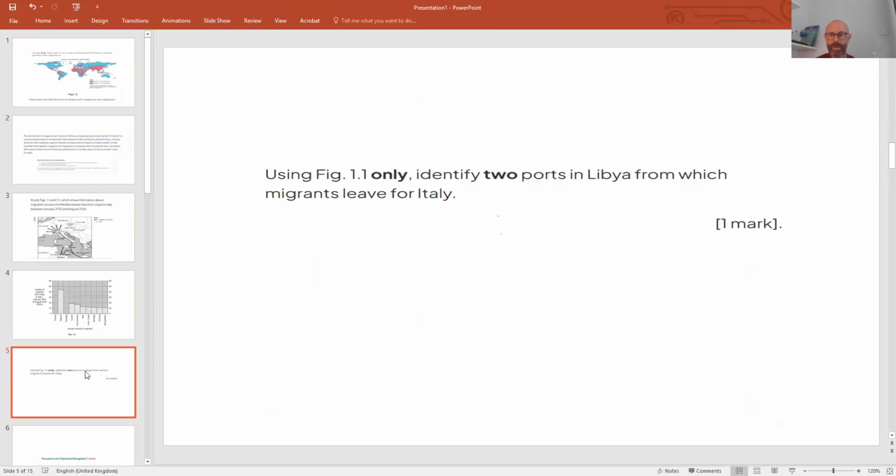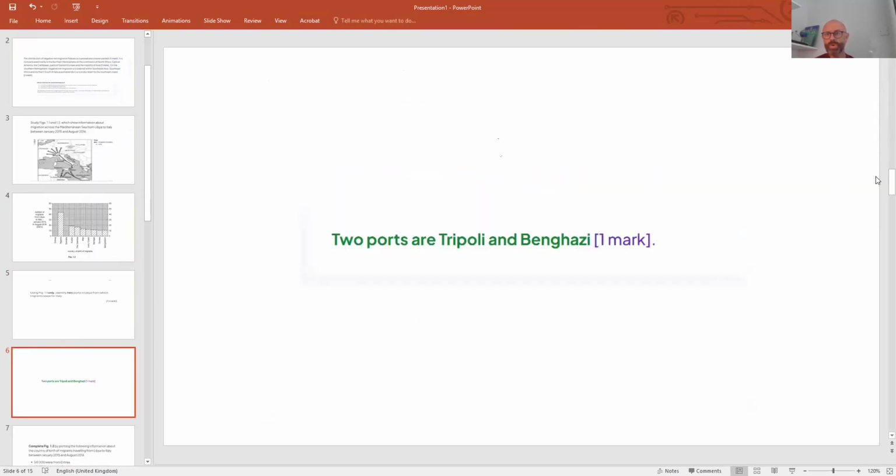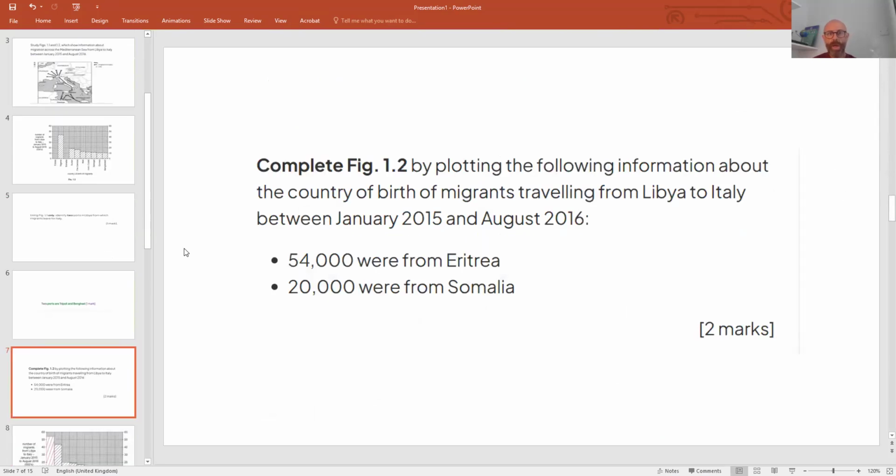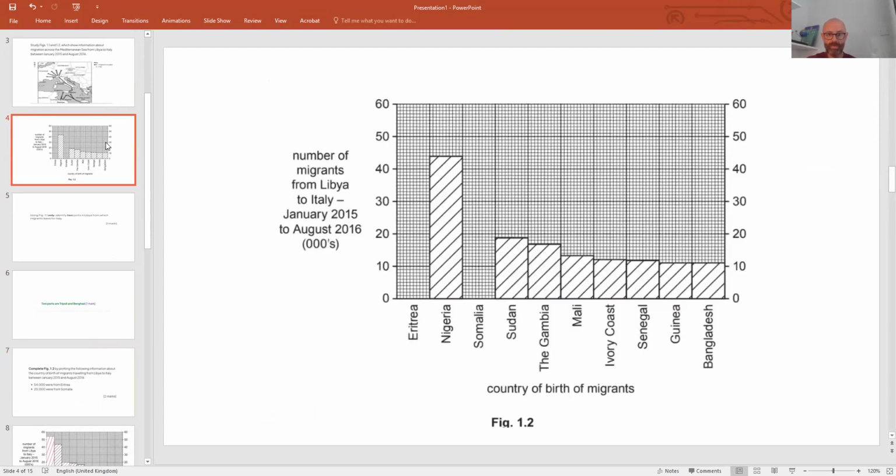Now, let's check that. Two ports, Tripoli and Benghazi. I think the other one's correct as well. Complete figure 1.2 by plotting the following information about the countries of birth of migrants travelling from Libya to Italy between those dates. So that's back to this one. We see Eritrea is missing, and so Somalia. Tip: use the same shading. You can see it's a crosshatch diagonal. You must use the same. You can't do checks or squares.